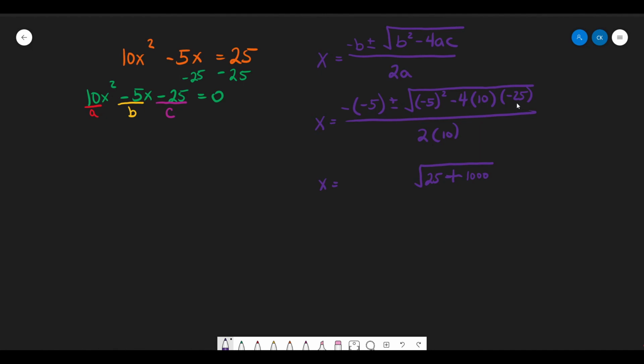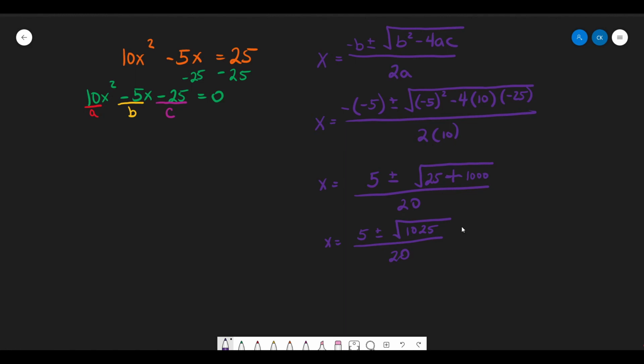All right, it's very important. If you don't change that minus negative to a plus and you leave it as a minus, you will get this problem incorrect. All right, so let's do the rest of this stuff. Negative 5, that is a positive 5. Plus or minus. Over 2 times 10, that's 20. All right, so let's finish with what's underneath the radical. So we have 5 plus or minus the square root. 1,000 plus 25 is 1,025 over 20.